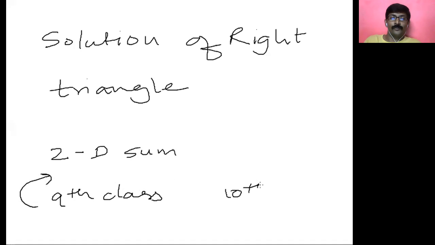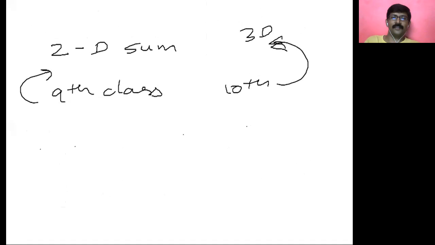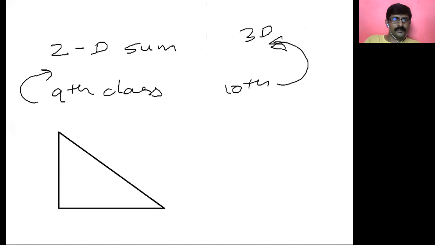In 10th, we're going to focus on 3D sums. So what do you mean by 2D sums and what do you mean by 3D sums? It's simple. If you are in 9th standard, 2D sums means there would be a right angle triangle. Say this is a right angle triangle, and this is a 30-degree angle, and let's say this side is given as 3. So you will be able to find how much is this side and how much would be this side. This is called a 2D sum.